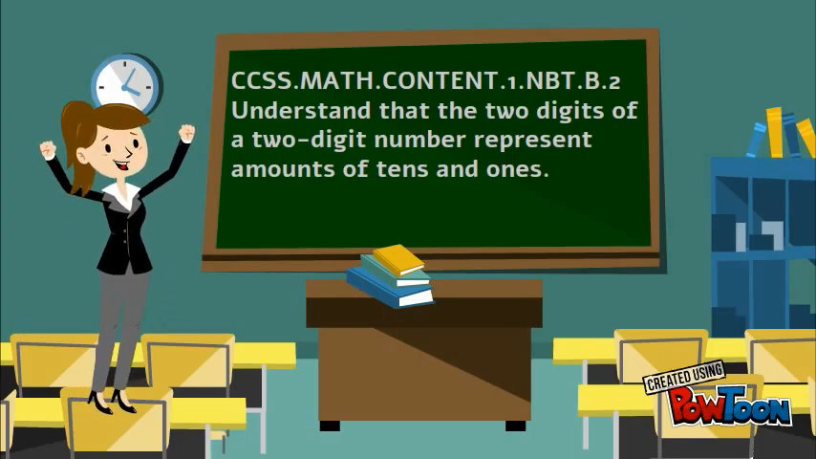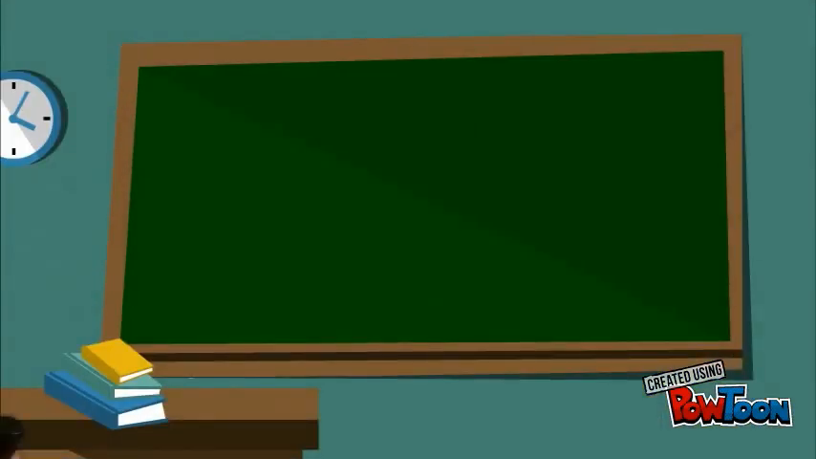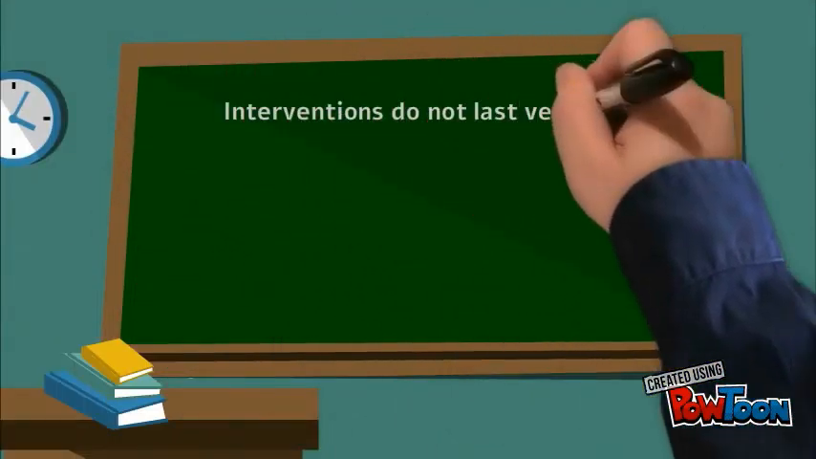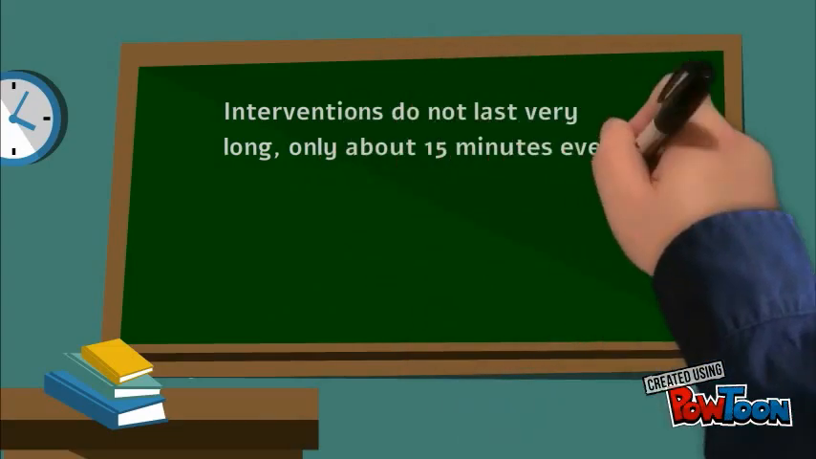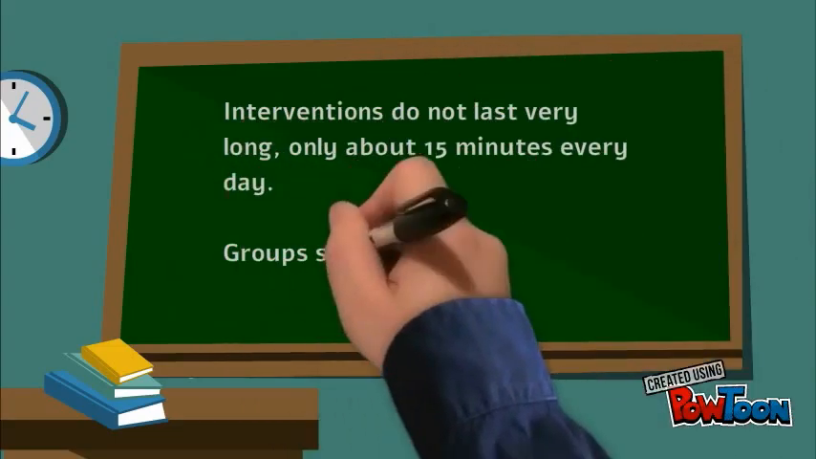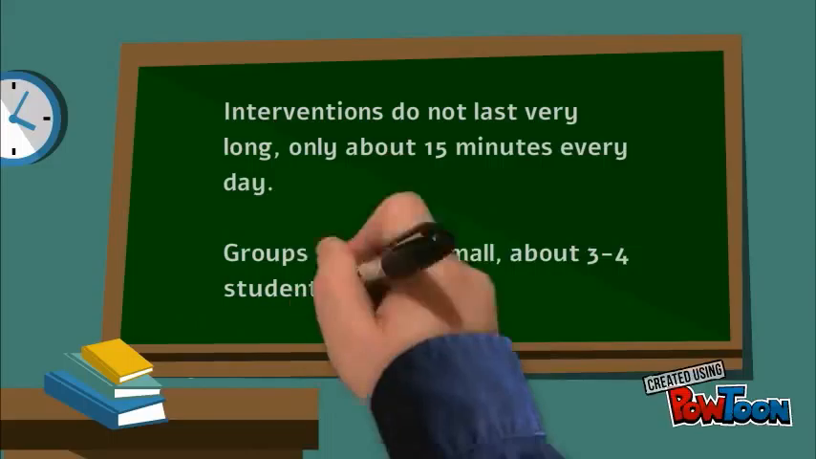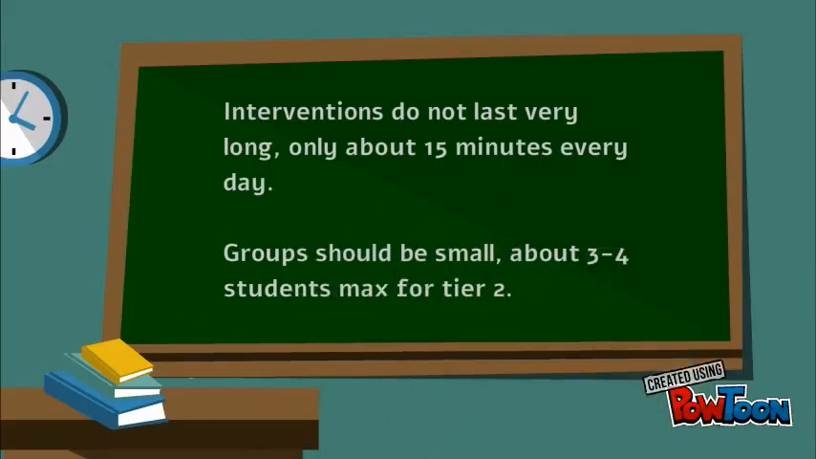I like that idea. How long would these interventions last, and how often would it happen? The interventions would last about 15 minutes every day. However, for Tier 2, you should only have groups of 3 to 4 students so you can connect with them, and this will help you in being present to what is happening and present to your reactions.